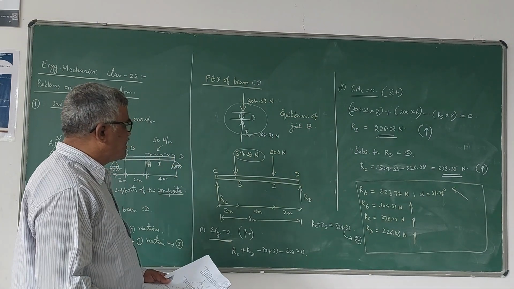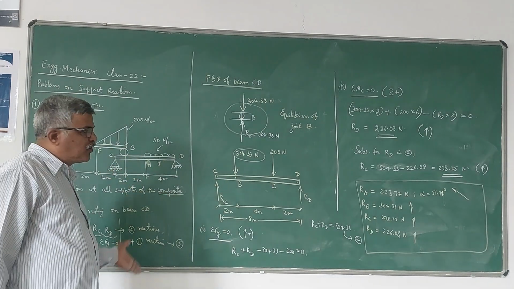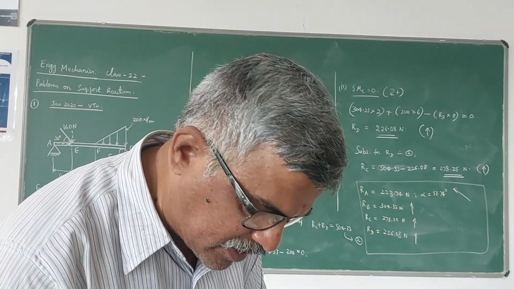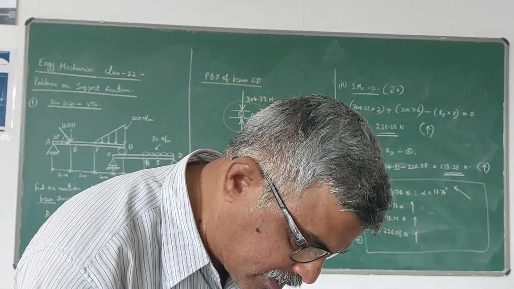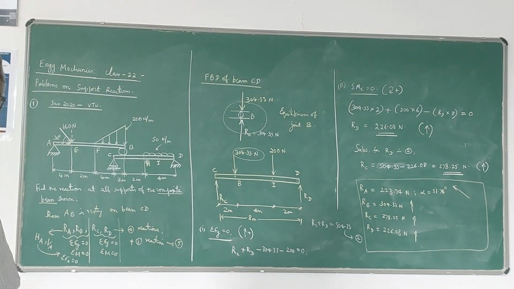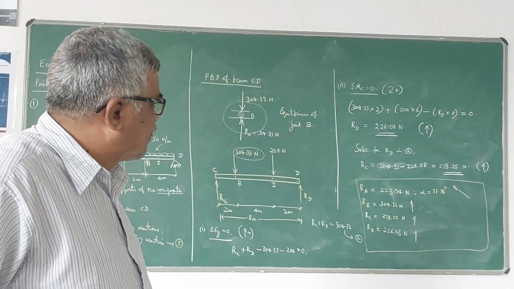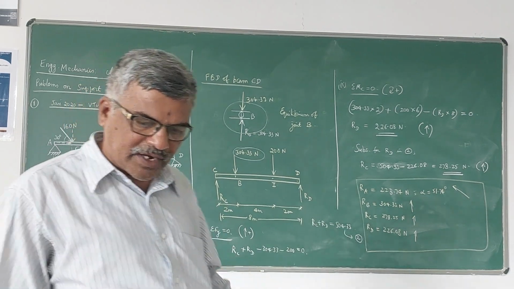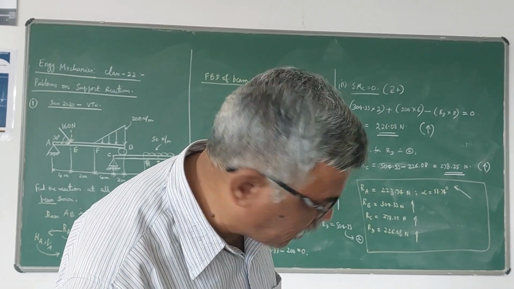So these are the reactions that are developed due to the externally applied forces on the composite beam. Whenever a composite beam problem is given, you should be in a position to write the free body diagrams of both the beams separately, and then at the common point where the first beam is resting, you are going to get a reaction. Here that point is B, and that reaction is taken as a force acting on the second beam. So this is how we have to do the problem.